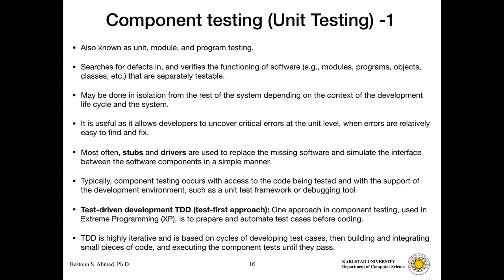But the other module is not available now because the developers are working on it. Then what you do, you need to define something called a stub. A stub is a substitute of a module, just to make that module work. The stub and driver are used to replace the missing software and simulate the interaction or the interface between the software components in a simple manner. Typically, component testing occurs with access to the code being tested, and with the support of a development environment, of course.